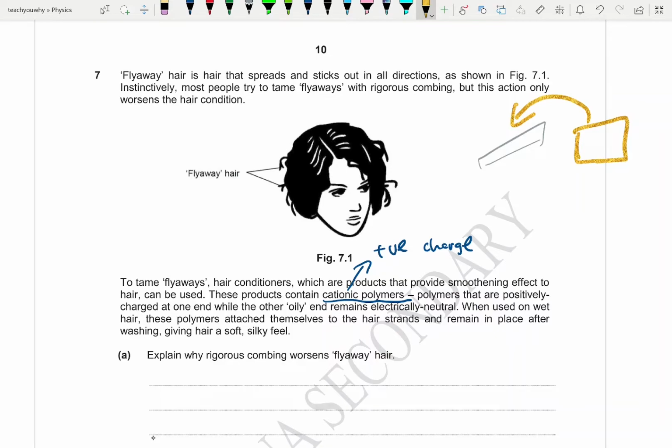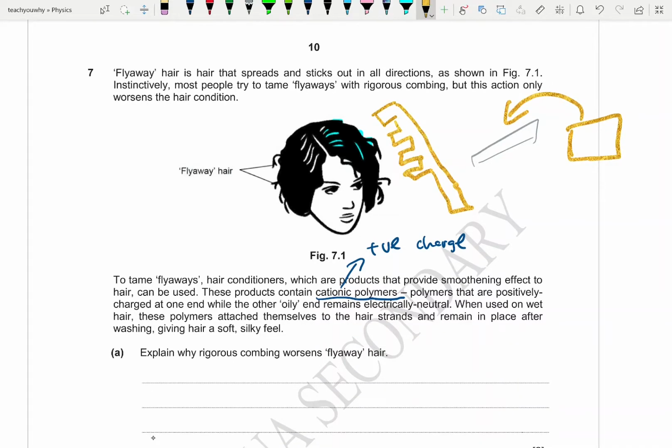Likewise, this is also the same. You have your hair and then you have your comb. Oh my god, my comb is ugly, but okay, you get my point. So you comb, and the hair is like your fabric, and your comb is like just another non-conductor. As you comb your hair, you are basically rubbing the comb against the hair, and this rubbing motion transfers electrons either from the comb to the hair, or from the hair to the comb.